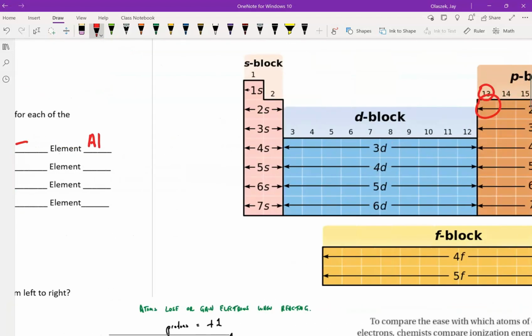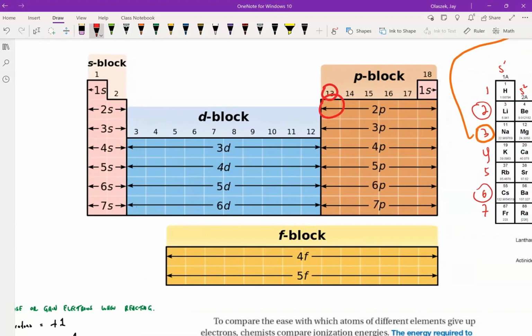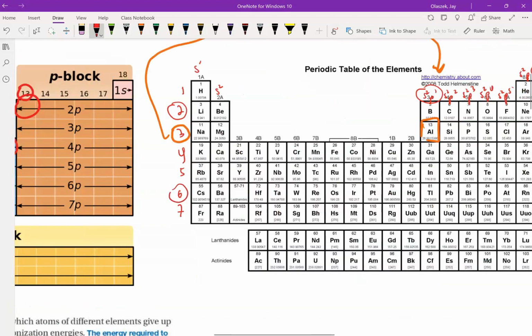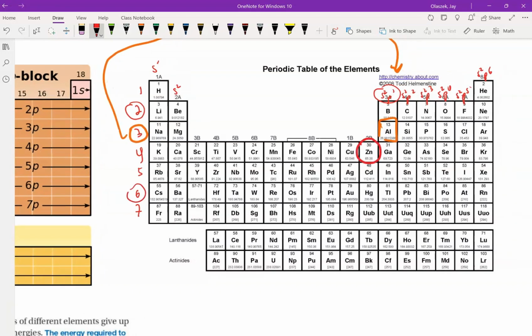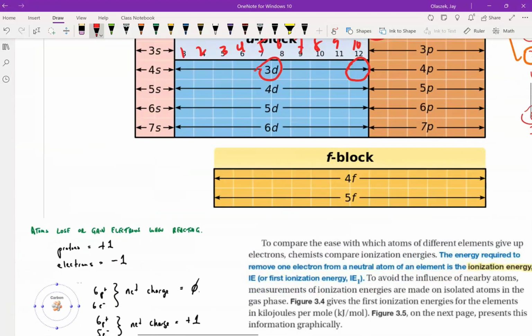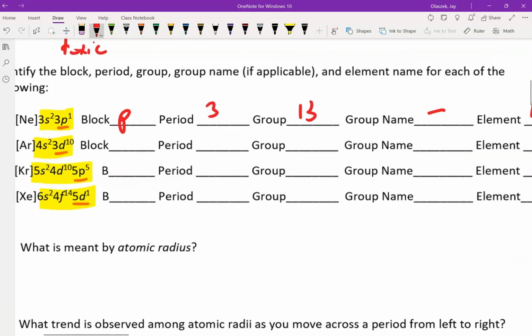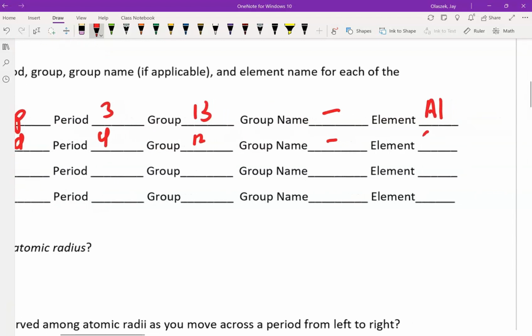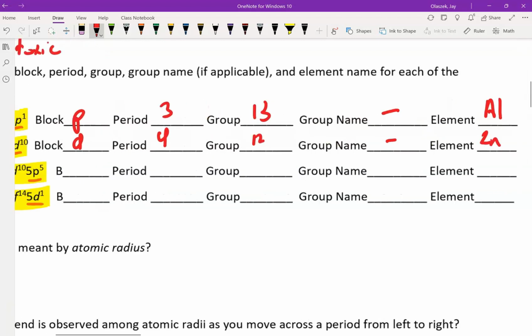So here's argon that ends 3d10. Well, that's 3d, and this is 1, 2, 3, 4, 5, 6, 7, 8, 9, 10. That would be element 3d10 right there. It's zinc. So we're going to say it's in block D, it's in period 4, it's in group 12, doesn't have a name, and it is zinc.